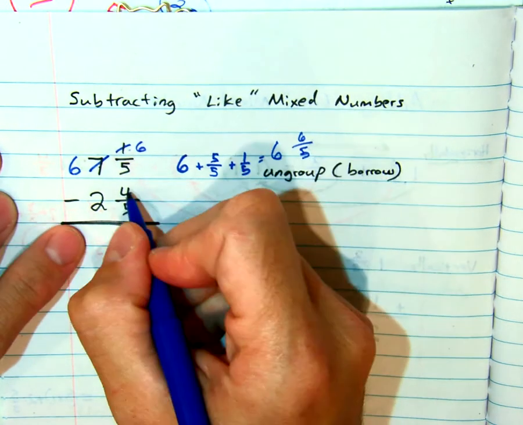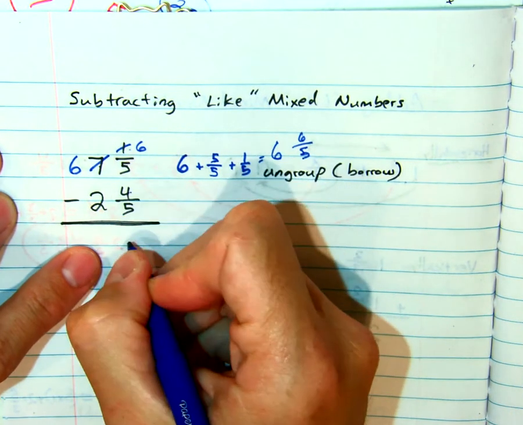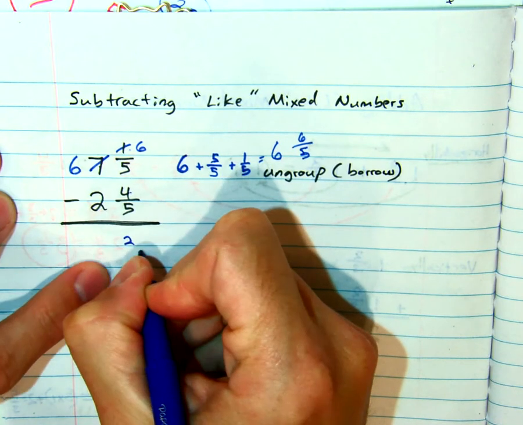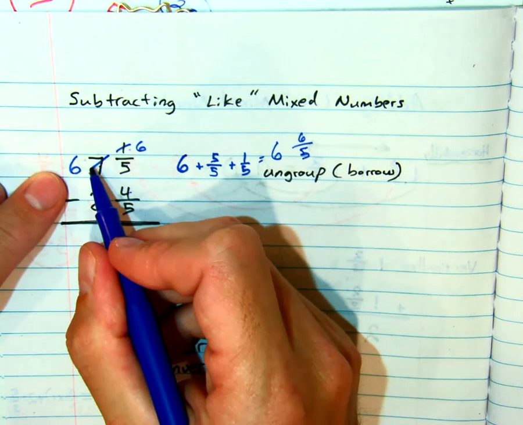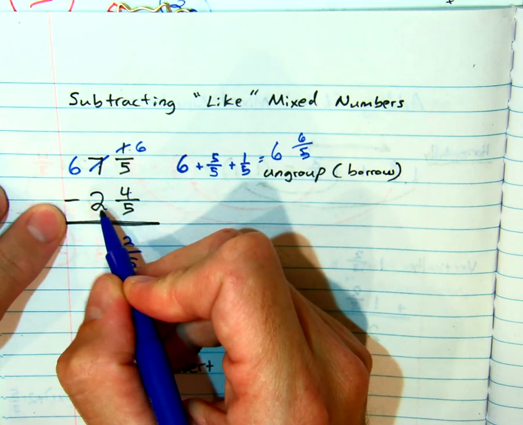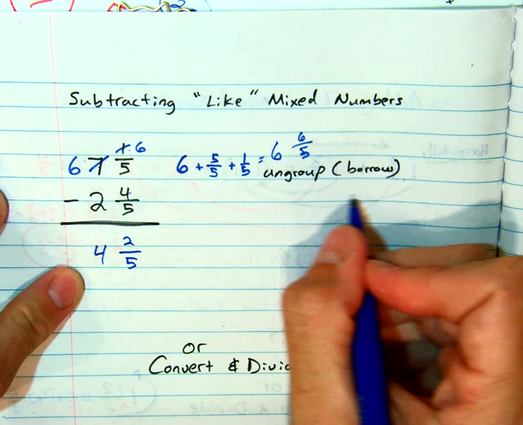Can I take 4 from 6? Yes. 6 minus 4 is 2. Keep the denominator, 2/5. Move over to the whole number. 6 minus 2. We get 4 2/5. So this is ungrouping, also known as borrowing.